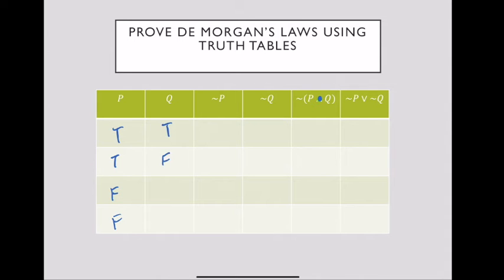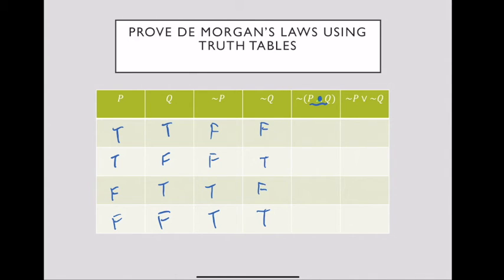So we fill in the first two columns of our truth table, and those are our favorite because they never change. If I have not P, again, I've got false, false, true, true. And feel free to pause at any time and try and work this out for yourself before I continue on. Not Q is going to be false, true, false, true.